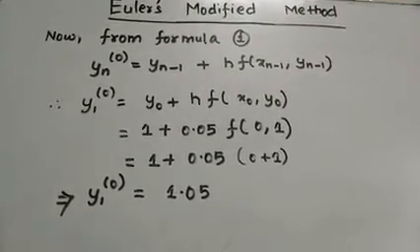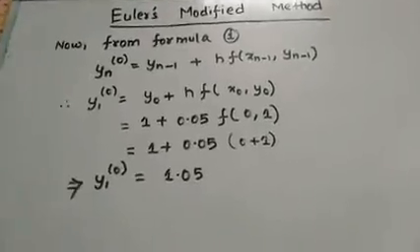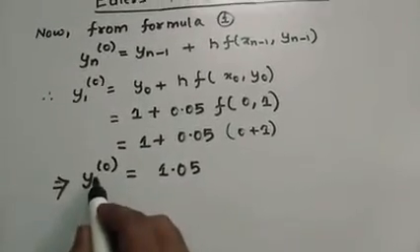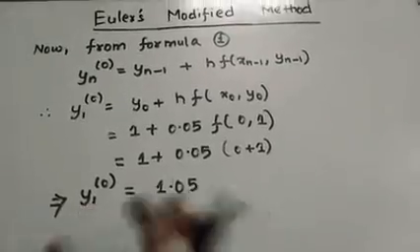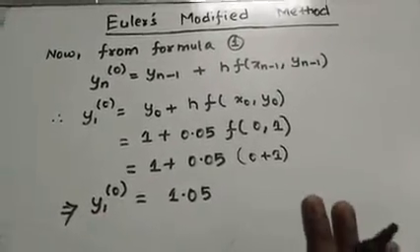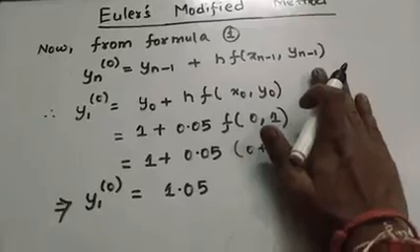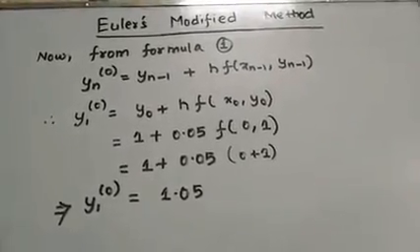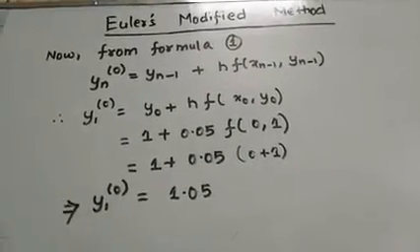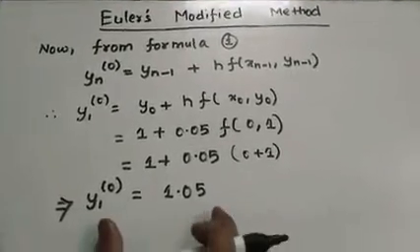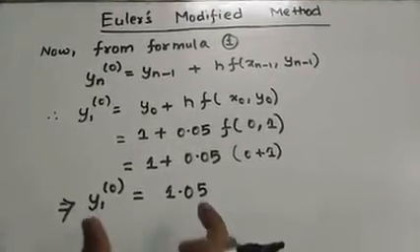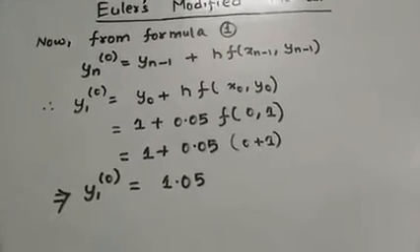Now this is our y1 0. Now we have to modify this value by using the Euler modified method. Up to this point we have done the Euler method. Using the same formula of the Euler method, we found y1 and denoted it as y1 0. Now what do we have to do? Now we have to modify this value. How to modify? By using formula number 2.